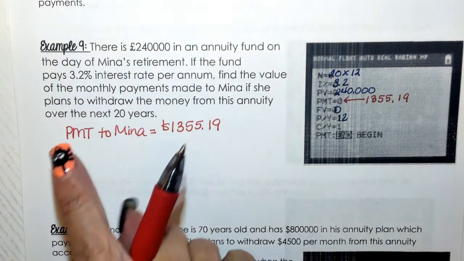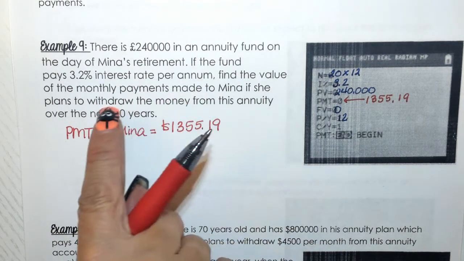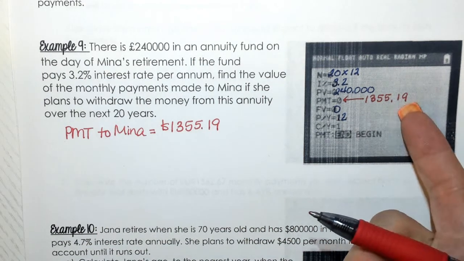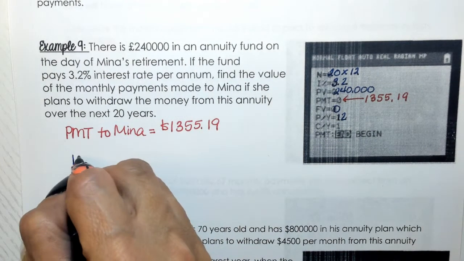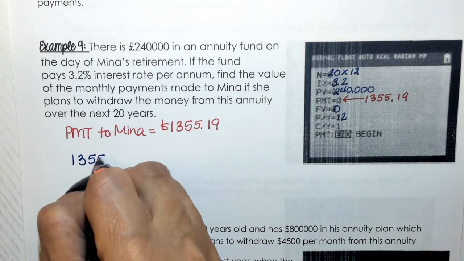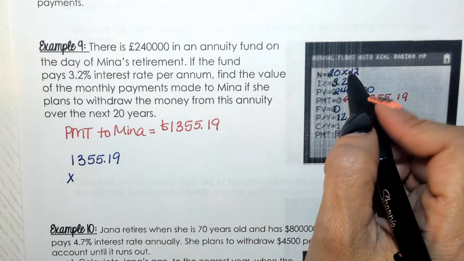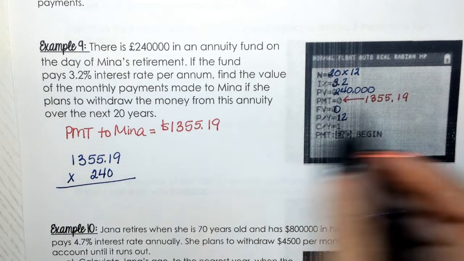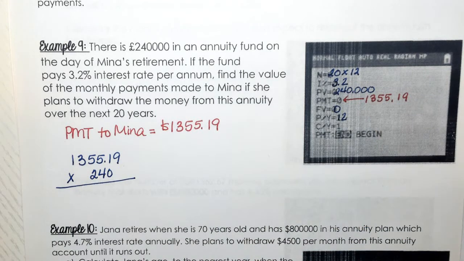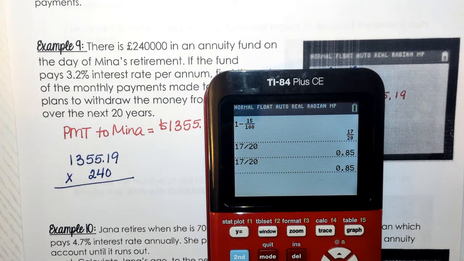But the thing is, this is the monthly pay. Let's figure out how much Mina's going to actually get back. If she gets back $1,355.19, and she's going to get 240 payments of that, even though she invested her retirement of $240,000, how much money is she actually going to get back? This is what's interesting about annuities.